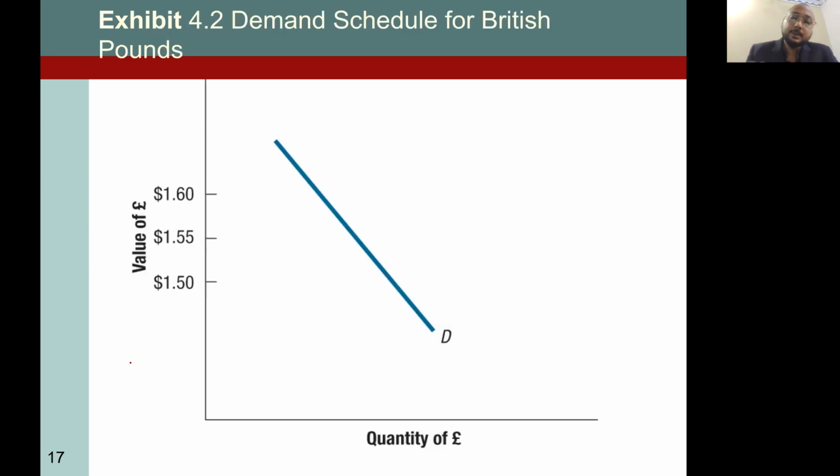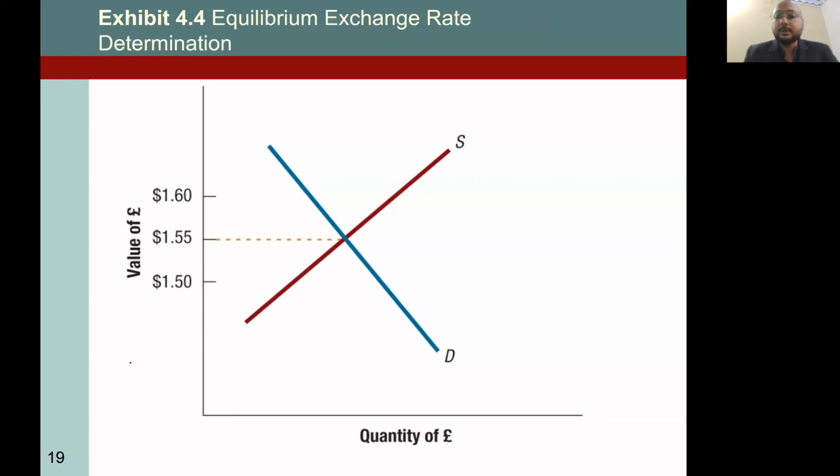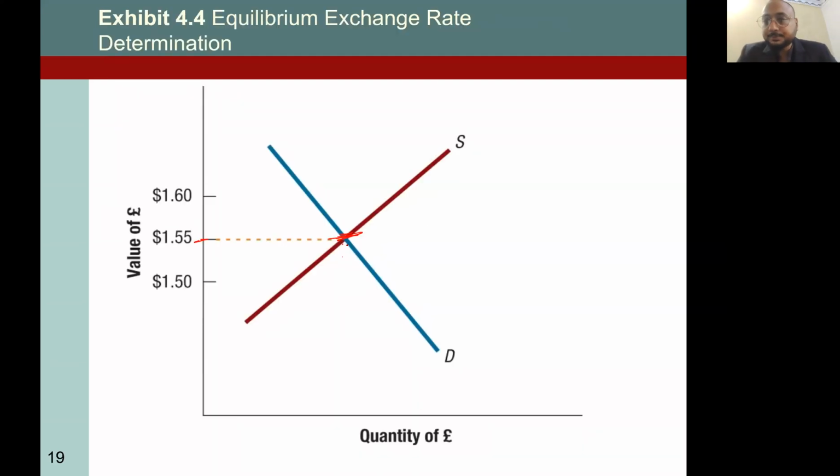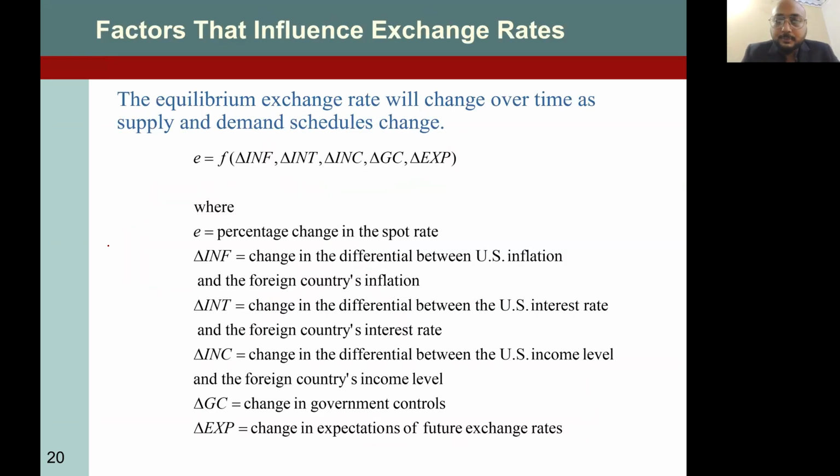So demand is downward sloping, supply is upward sloping. The intersection is called the exchange rate, so the price of the currency is called the exchange rate. What causes this equilibrium price to move up or down? We talked about 5 factors which cause the equilibrium price to increase or decrease. We finished our discussion on inflation, so we're just going to repeat that.